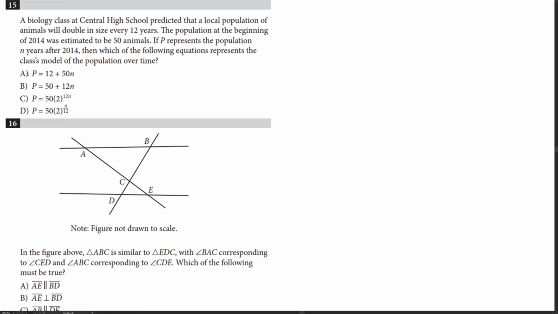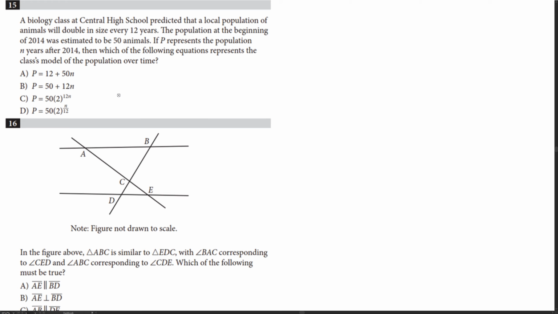A biology class at Central High School predicted that the local population of animals would double in size every 12 years. The population at the beginning of 2014 was estimated to be 50 animals, and if P represents the population and n represents years after 2014, then which of the following equations represents the class's model of the population over time?